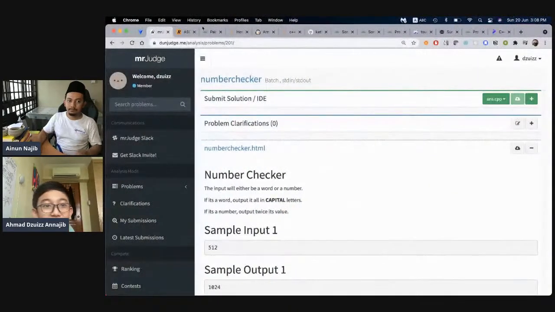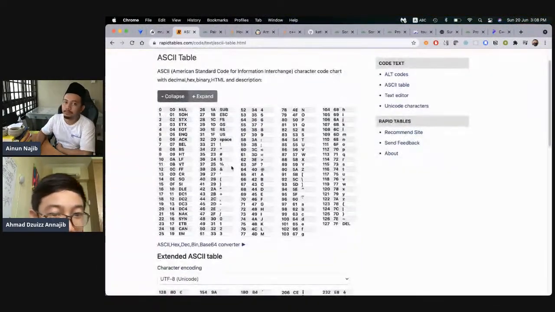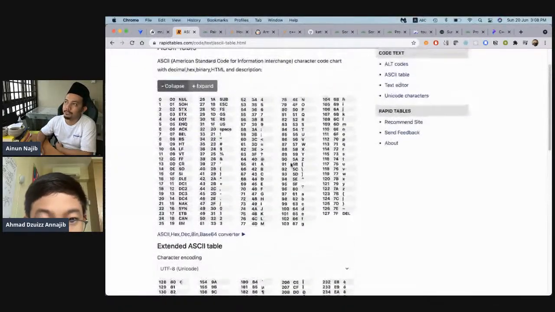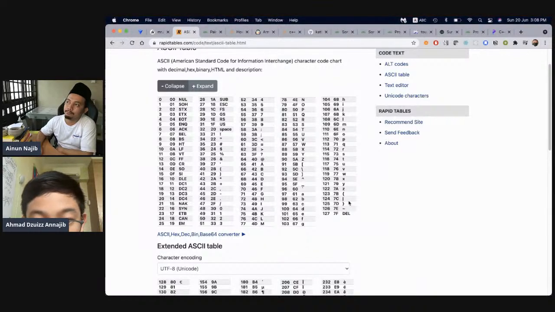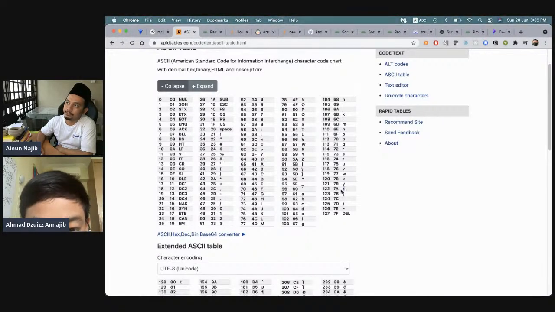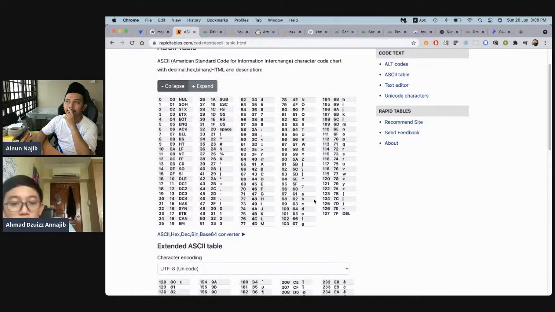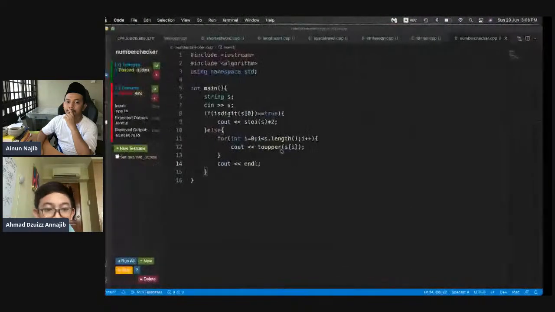Oh, I got an idea. Number checker. So the problem is the input can be word or number. If it's a number, you need to double it. But if it's a word, you need to capitalize it. 97 minus 65. 32. 32, yeah.